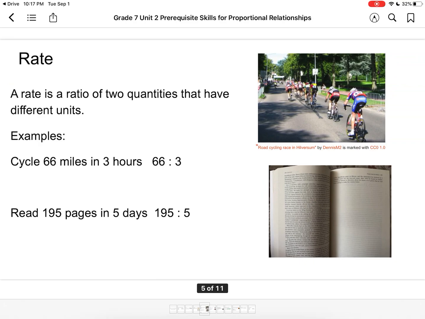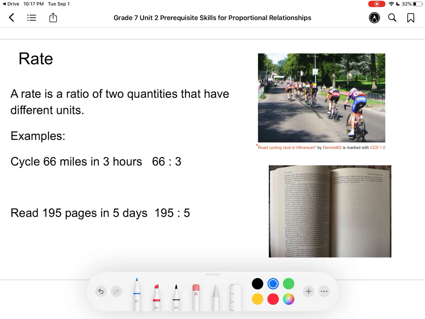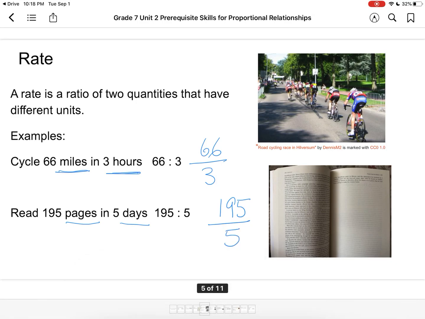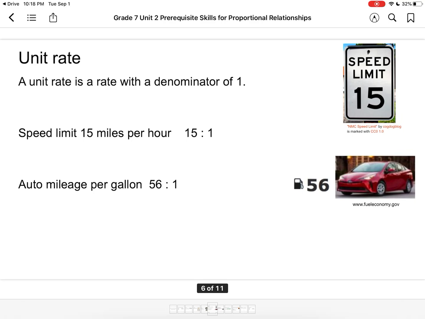A rate is a ratio of two quantities that have different units. So in the cycling example here, the units are miles and hours, 66 miles in 3 hours. And in the reading example, the units are pages and days, 195 pages in 5 days. So those are rates. And a unit rate is a rate with a denominator of 1.